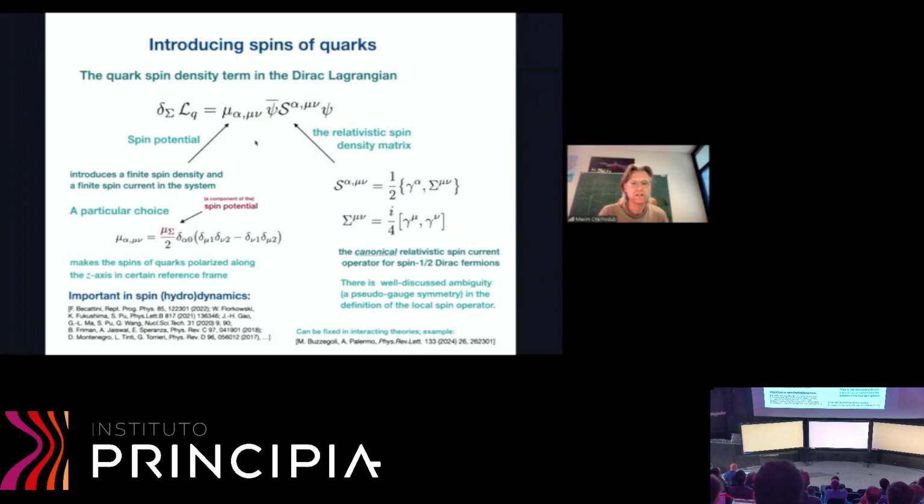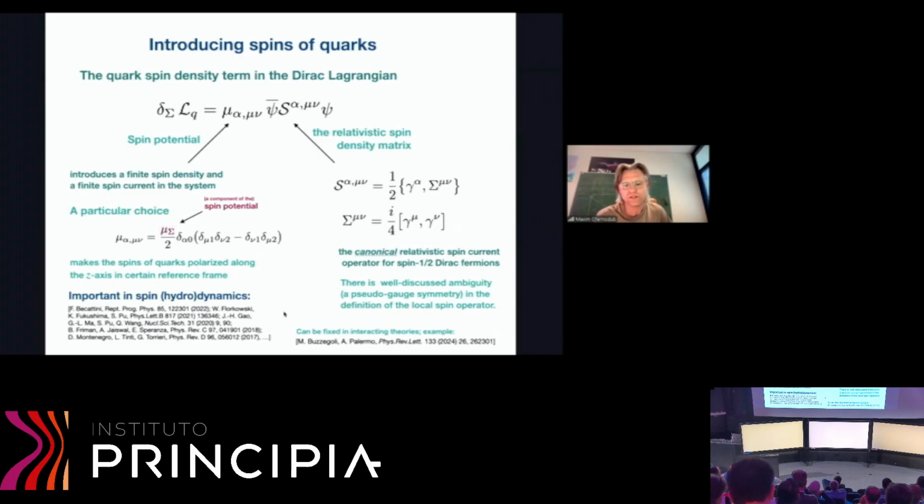And those quantities are very important in spin hydrodynamics. Here I quote some review references and working references on the subject, so it's very well known. Of course, we have a difficulty here because we have the so-called pseudo-gauge symmetry, which doesn't allow us to locally define the operator of spin polarization. But we have some examples.